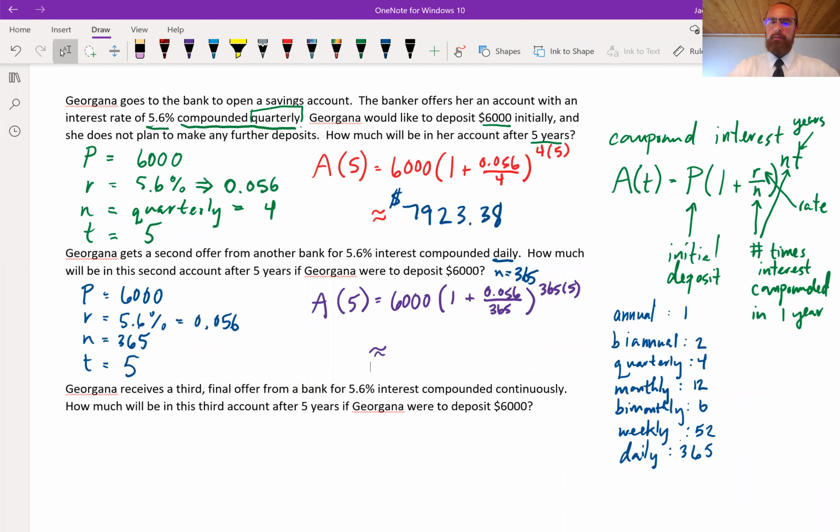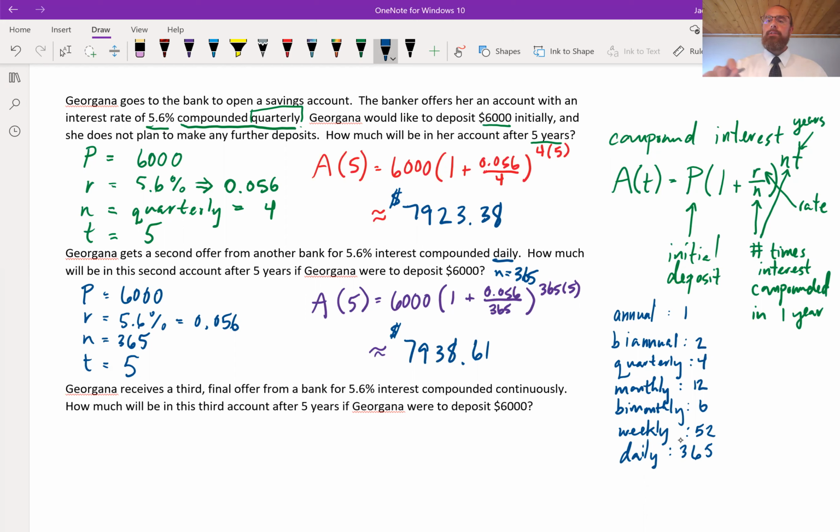So A at 5, when I'm compounding it in this way, is going to be $7,938.61. Keep in mind, this is representing a situation where Georgiana only makes one initial deposit. So it's a simplified version to see what happens if I just deposit an amount at a certain interest and let it grow. Well, that is two scenarios that deal with the same values but different compounding intervals.